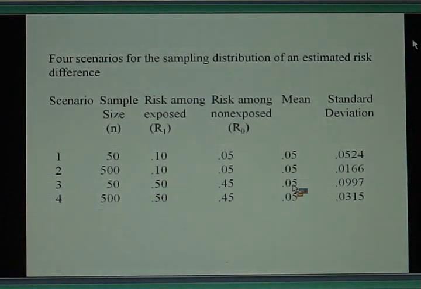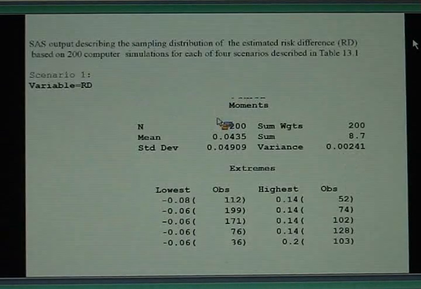And if you had 50 people with risks of 50% and 45%, this is what you'd expect: a mean of 0.05 for a sampling distribution with a standard deviation of 0.09. And 500 people with those same risks would have the same average with a smaller standard deviation of 0.03. So notice the standard deviations of these sampling distributions, what we refer to as a standard error, gets smaller as your n gets bigger. And just to convince yourself of that, I ran some simulations in SAS.